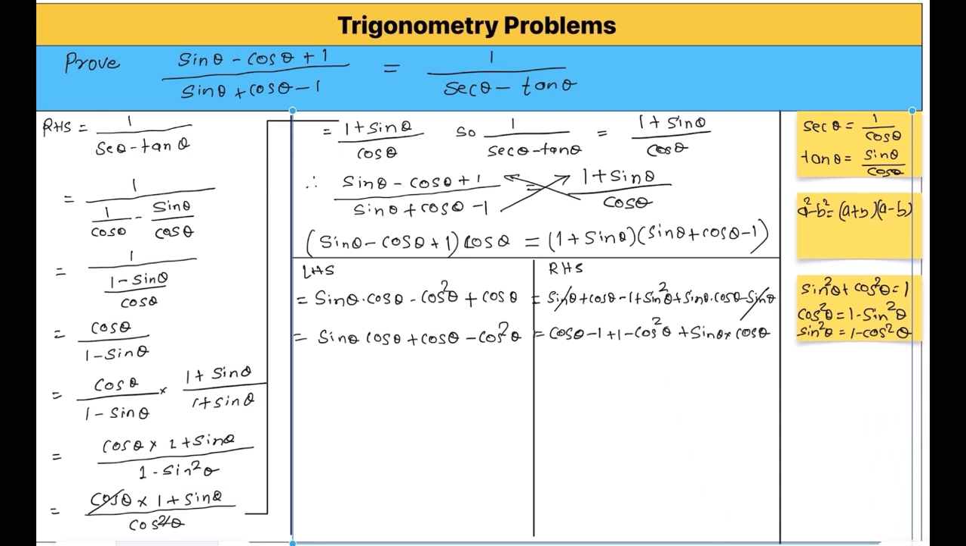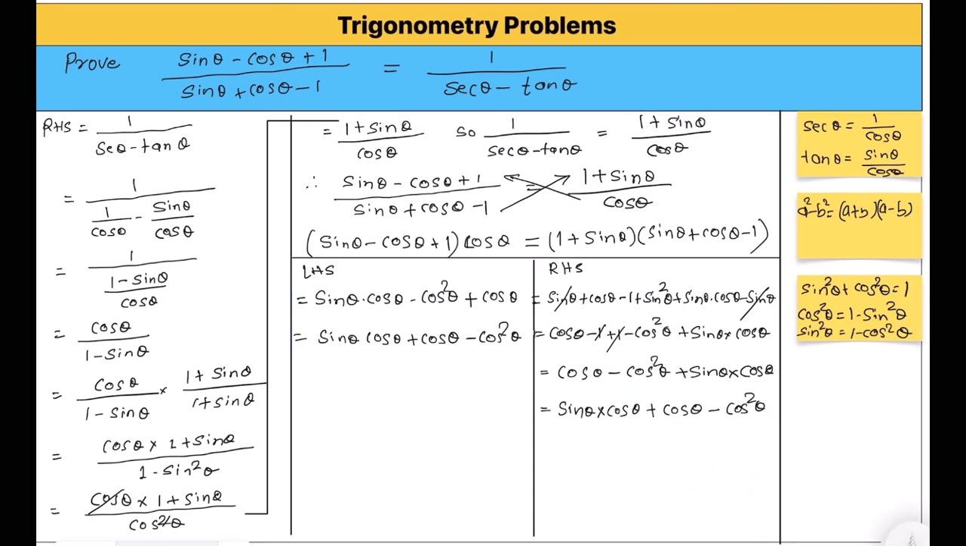Let's do that. What we get is cos theta as it is, minus 1 as it is. Now this sin square theta becomes 1 minus cos square theta. So 1 minus cos square theta plus sin theta into cos theta as it is. This minus 1 and plus 1 gets cancelled out. So we get cos theta minus cos square theta plus sin theta into cos theta. Simply rearranging the term, this sin theta into cos theta is brought first, then plus cos theta, and then minus cos square theta is sent to end.